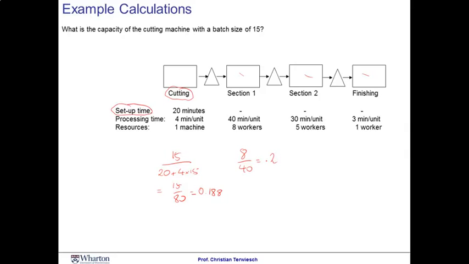Similar for the next step, we have 5 divided by 30, which gives us 0.1666. And then finally 1 divided by 3 equals 0.33. So we notice that the step with the lowest capacity is over here at section 2, and we'll define this step as the bottleneck.